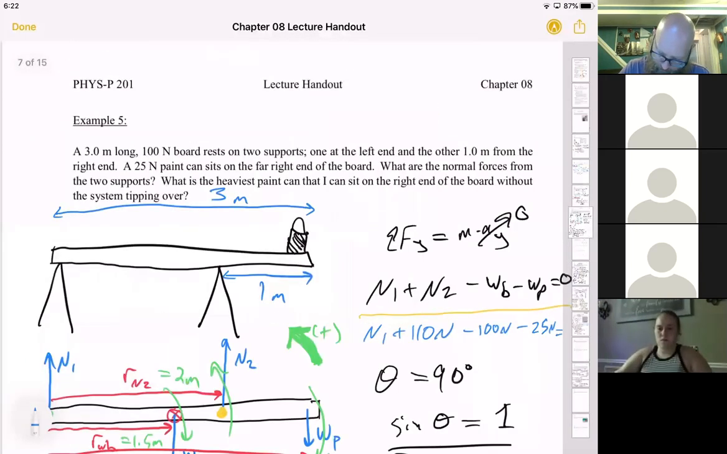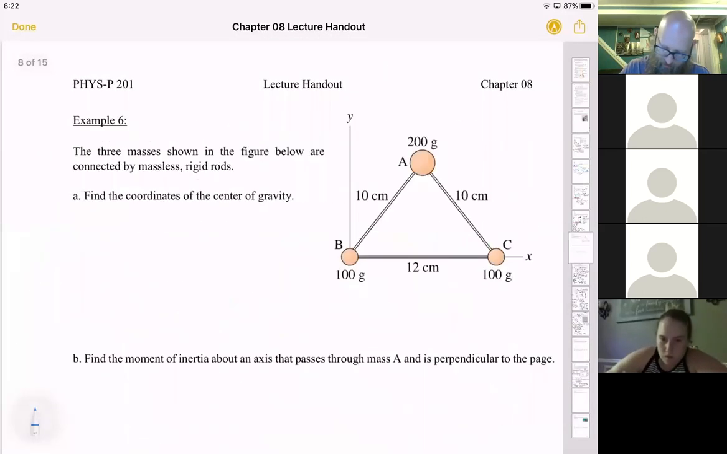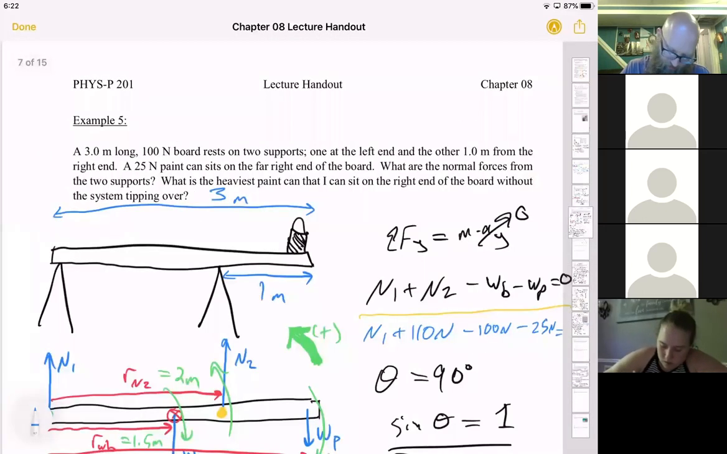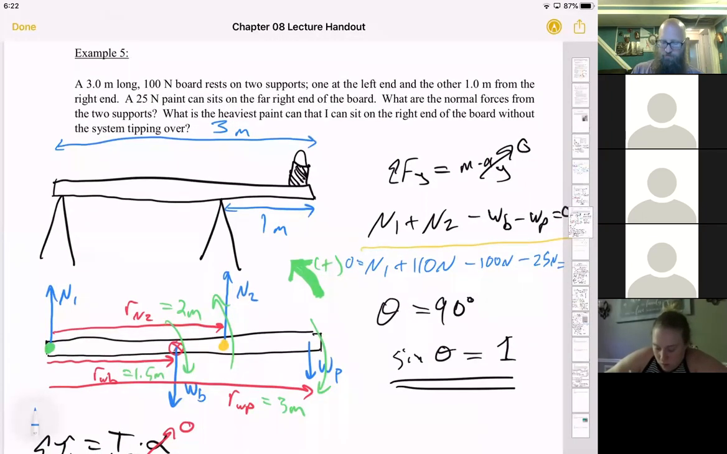Doggone it. I can't fit my 0 in there. Put it on the other side. There. So what do I get? 110 minus 100 minus 25 is going to be 15 newtons, right? That's the remainder. So N1 is 15 newtons.